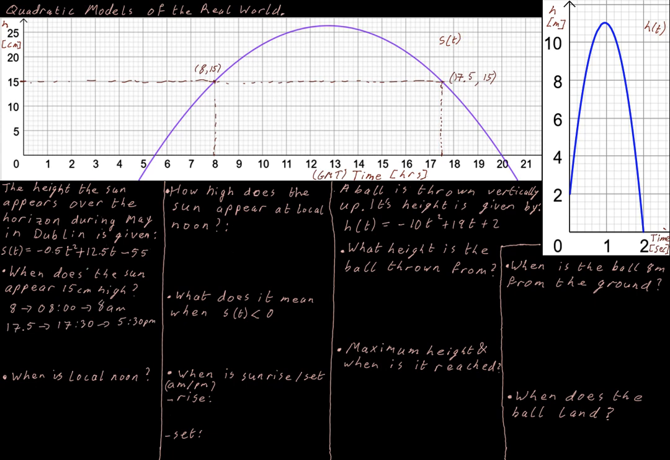It's also worth considering, how would we do this algebraically? Well, we know that s of t, the apparent height of the sun, is given by this equation. We want to know when the height is 15 centimeters. So we could simply set this quadratic equal to 15, get everything over to the left-hand side, and solve it using the minus b formula, or factorizing if we could.